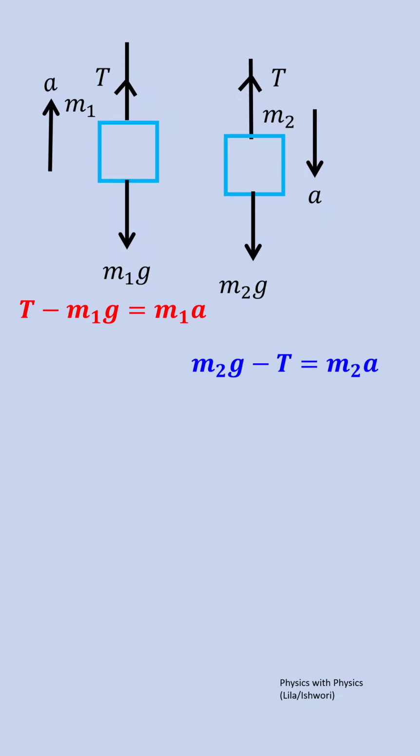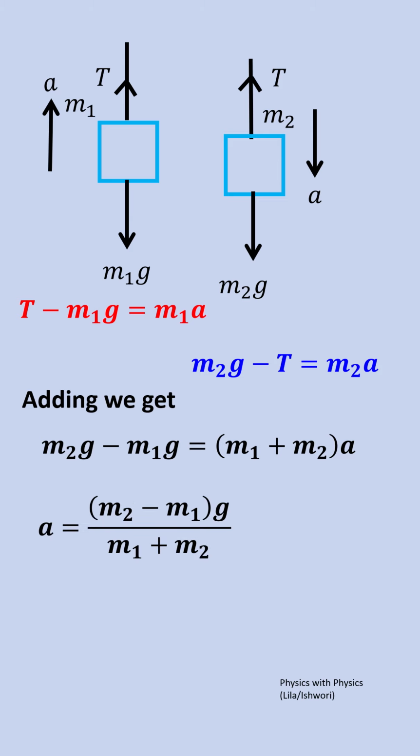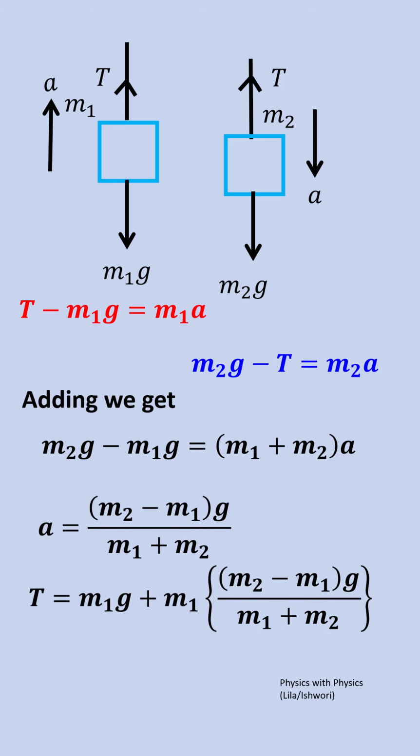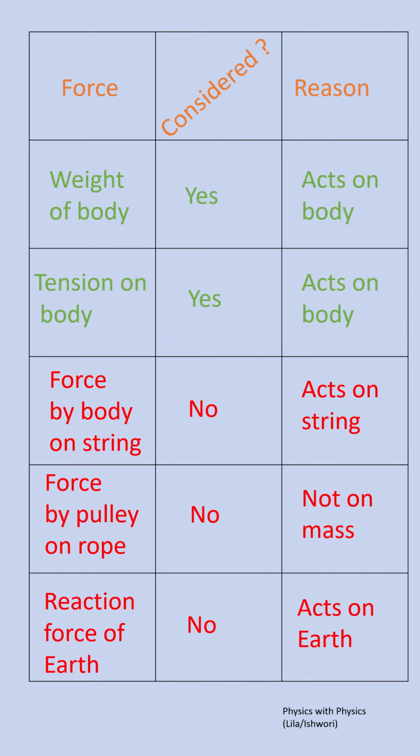Let's add these two equations. We get the value of acceleration. On substituting the value of acceleration in any equation, we can get the value of tension, and this is the equation for tension. Here are forces, and some forces are taken into consideration and some are not. We take only those forces which directly act on the body, and the different forces are given here.